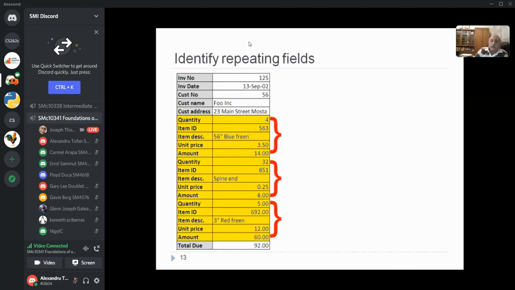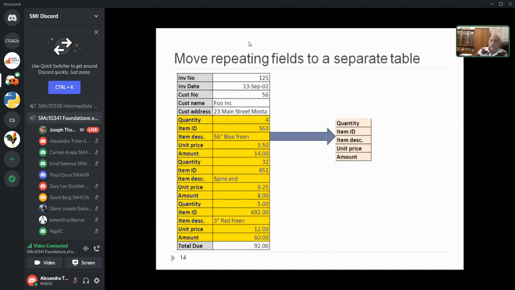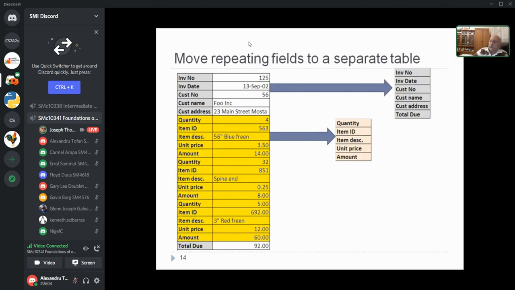So we take them out and create a new, separate table with them. So it's quantity, item ID, item description, unit price, and amount. And the other data goes into another table. Now we need to link them together. We need to give them primary keys and link them together. Now for the first table, the primary key is easy, invoice number. It's unique. So that's the primary key there.